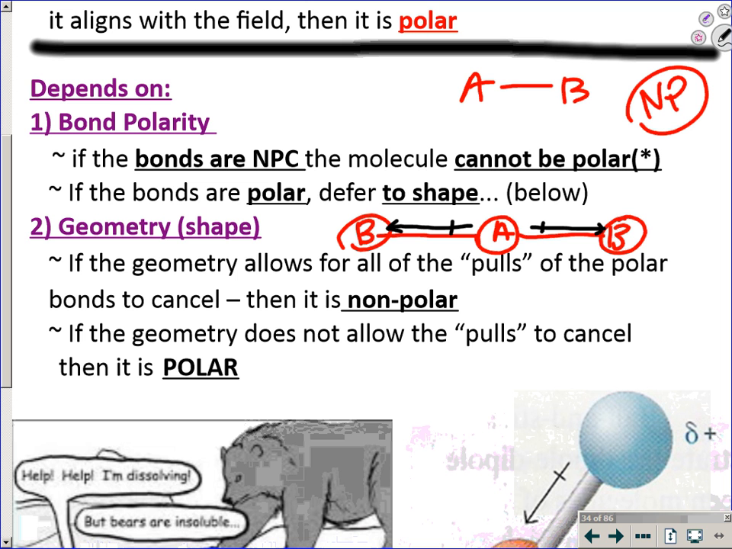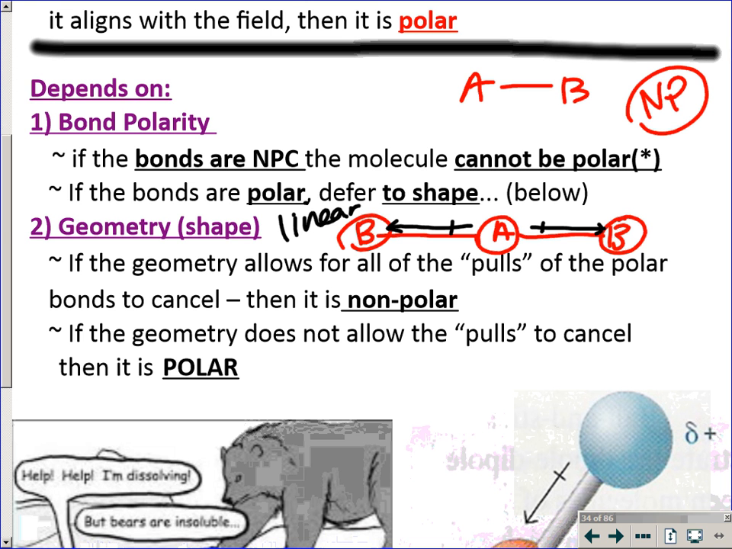Let's turn the laptop on. So what shape were they representing up here? A line. So what's that shape? Linear. For this particular shape being linear, that linear geometry allowed for the cancellation of those dipoles. There was a straight line, left and right, equal poles, and they canceled each other out. So that's how geometry plays into it. Overall, that particular example we just did was nonpolar.